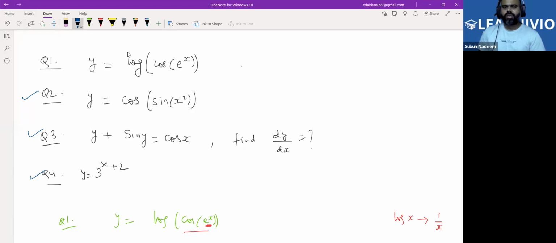Sir, these are composite functions, right? Yeah, composite functions. First and second are composite functions. Third is not a composite function, but there also we have to find dy by dx. Fourth one is again chain rule.